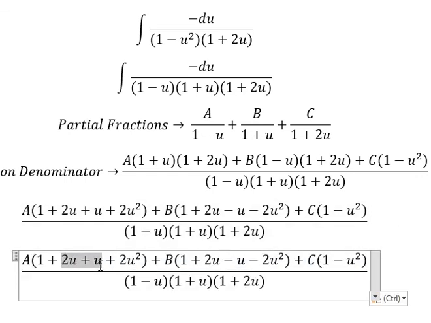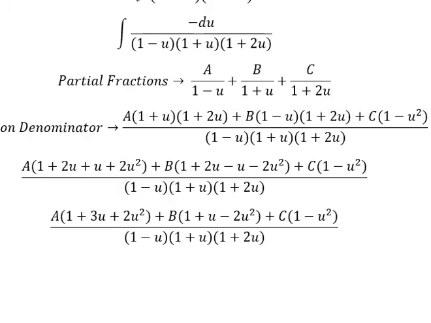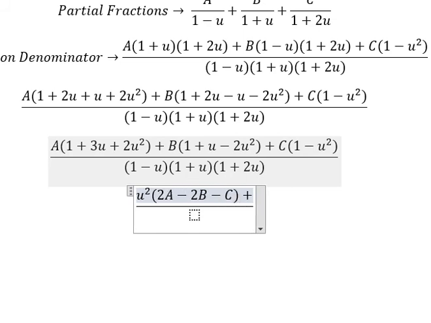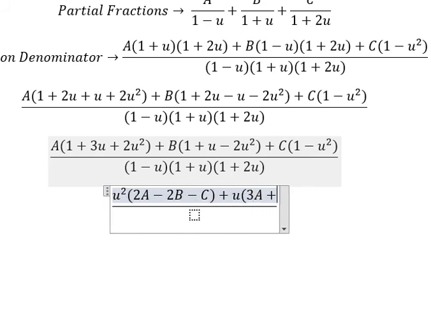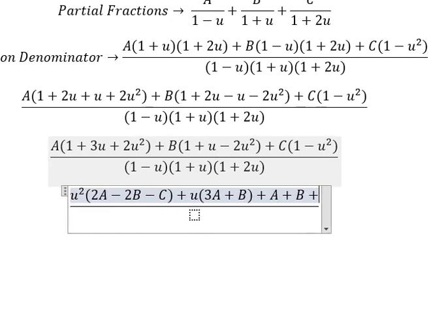So this one we have 3u. This one we have 1u. And now we need to arrange based on the term of u. About u squared, we have 2A minus 2B minus C. About u, we have 3A plus B. About nothing, we have A plus B plus C.